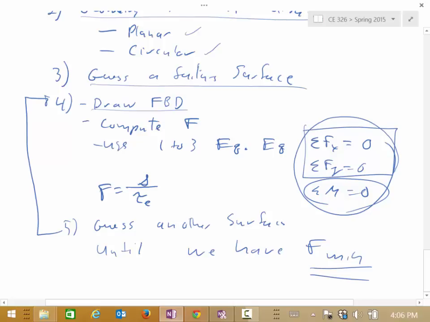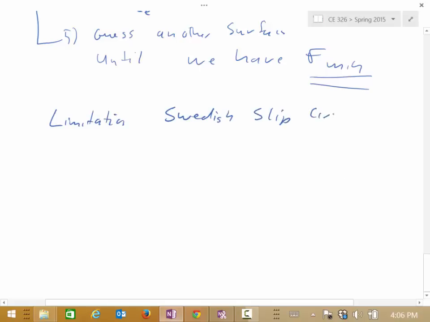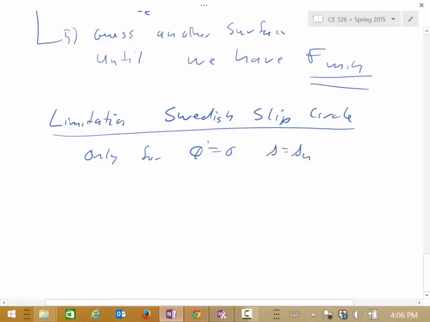All right, so what's the limitations of the Swedish slip circle? What's the big limitation of that one? Yeah, it's only for phi equals zero conditions, or where S is equal to Su, right? That's the only time we can use it.